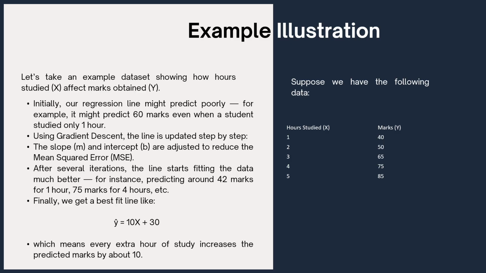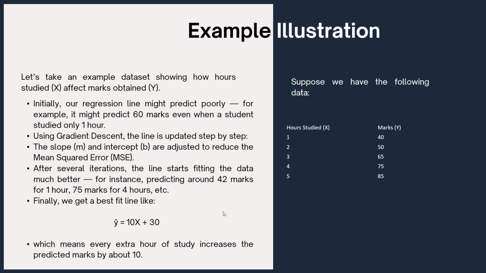Let's consider an example where X is hours studied and Y is marks obtained. Initially, the prediction may be poor, but after running gradient descent for several iterations, the algorithm gradually adjusts M and C to reduce loss. This is the example data of our study hours and the marks. Eventually, we may get a line like y-hat = 10x + 30, meaning every extra hour of study increases predicted marks by around 10.